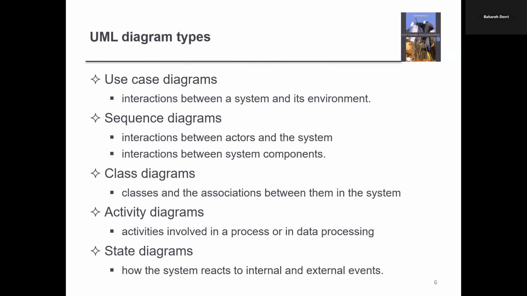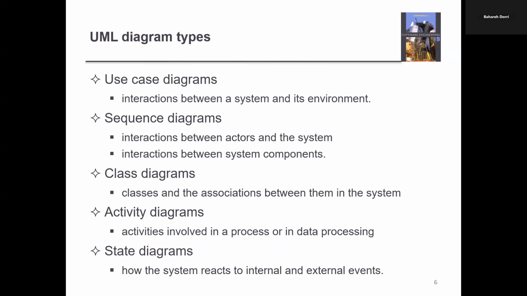Let's go over some of the key types of UML diagrams that we will be using when modeling a system. We will start with use case diagrams. These are great for showing how users or external systems interact with the system. They are high level and they help answer questions like what can the user do with this system? Think of it as a way to capture user goals or system functionality from an external point of view.